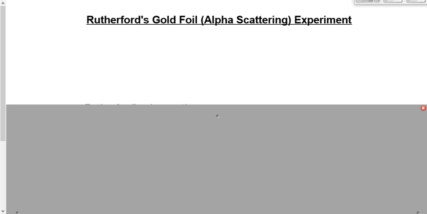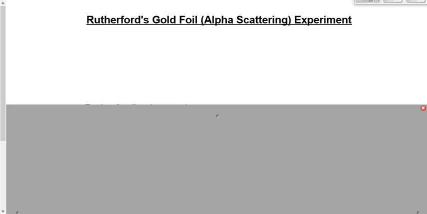Now we're going to go back to talking about the models of the atom and develop a third model of the atom. We call it the Rutherford model of the atom, or sometimes we call it the planetary model of the atom. Before we do that, I want to describe the experiment that led to this Rutherford or planetary model of the atom.